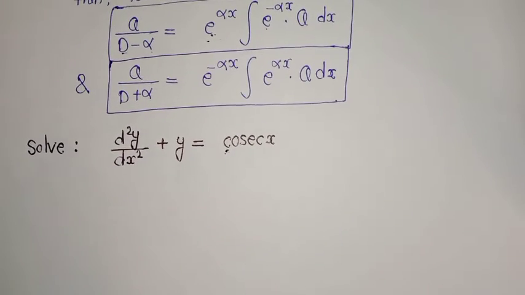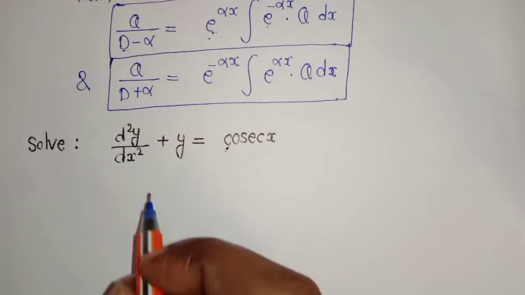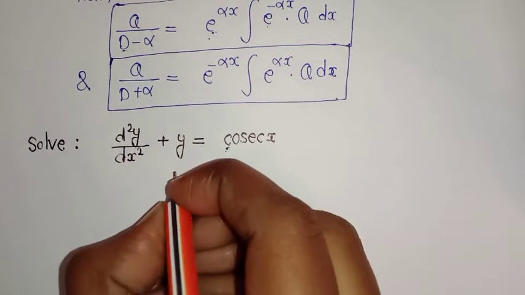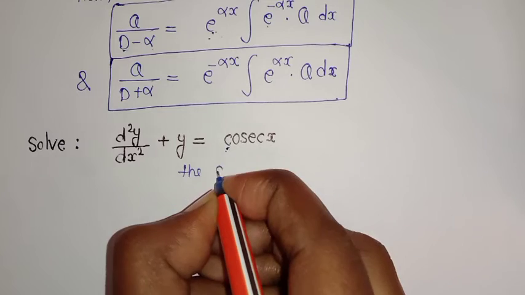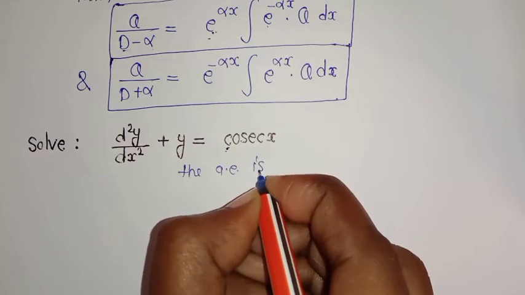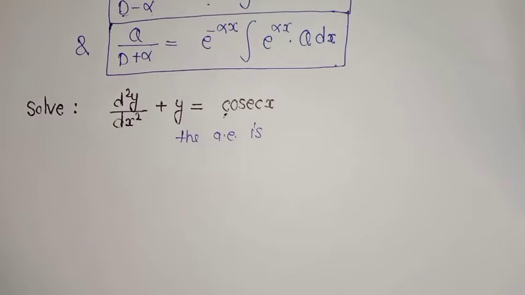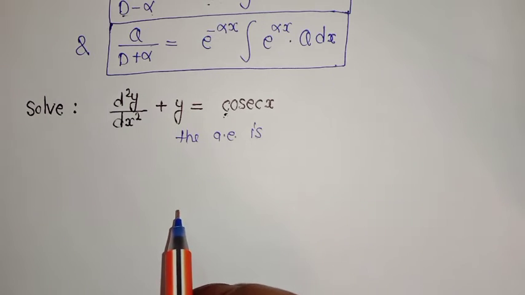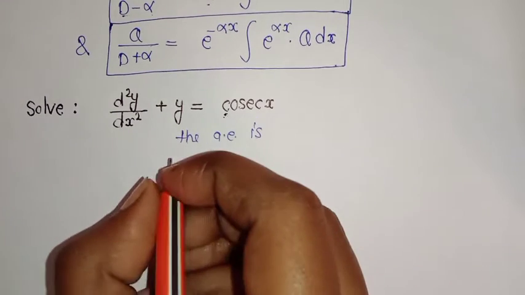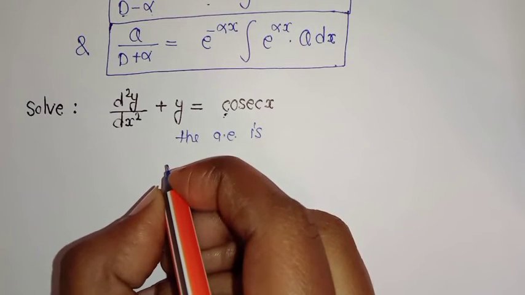Okay, so firstly we will find the auxiliary equation to write the CF of this equation. So the auxiliary equation is... In order to write the complete solution, it is most important to write the CF first, okay? So you have to remember it always.